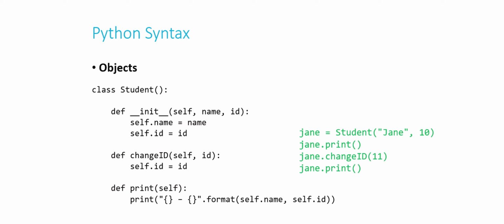If I then printed it out, I would print out Jane space dash space 10. Then if I executed jane.changeID 11, you can probably guess what would happen, because when I then printed again, it would print Jane space dash space 11. So that's just some examples of defining a class, defining methods, assigning properties. Again, all of this is inherent to what it means to be working in an object-oriented programming language.